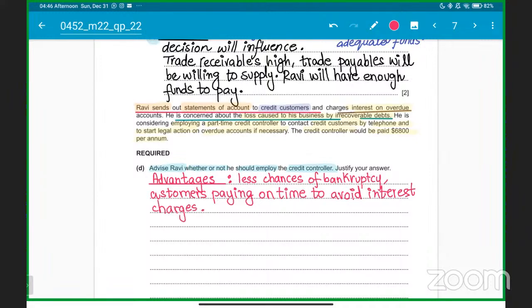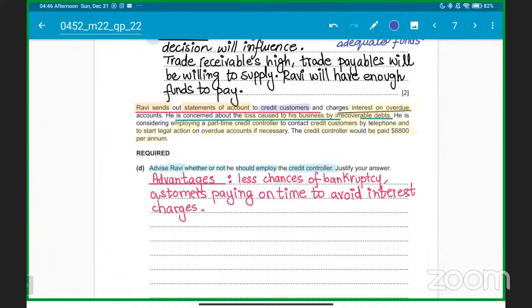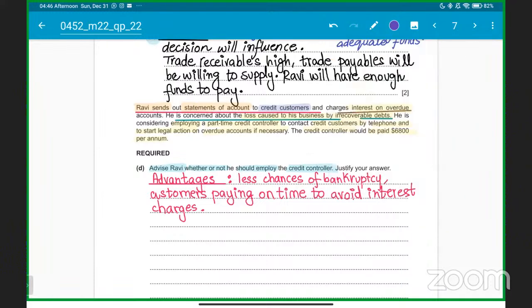Any other benefits? Anyone? Let me know anything from your mind which is relevant to accounting terms. As I said, it should result in lower irrecoverable debts, less chances of bankruptcy, and customers paying on time. We can say that efficient and quick collection of payments. This is also possible.